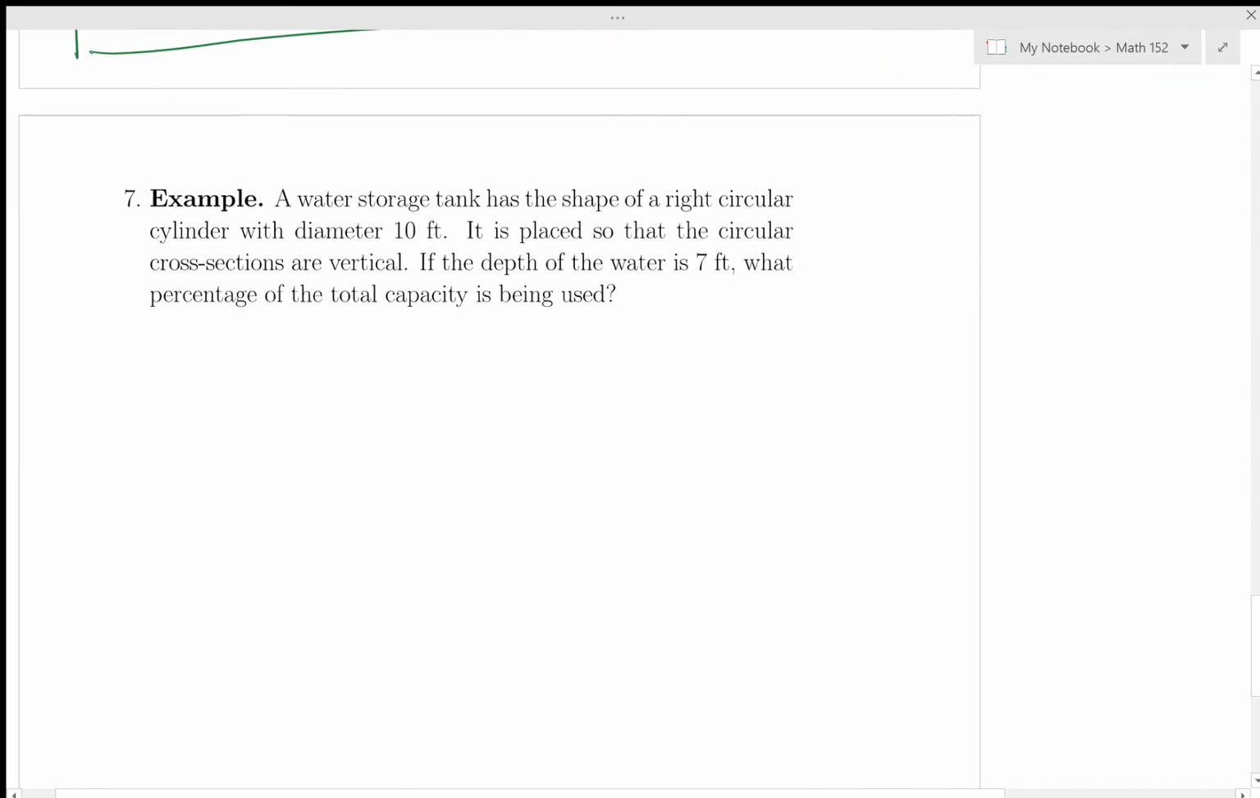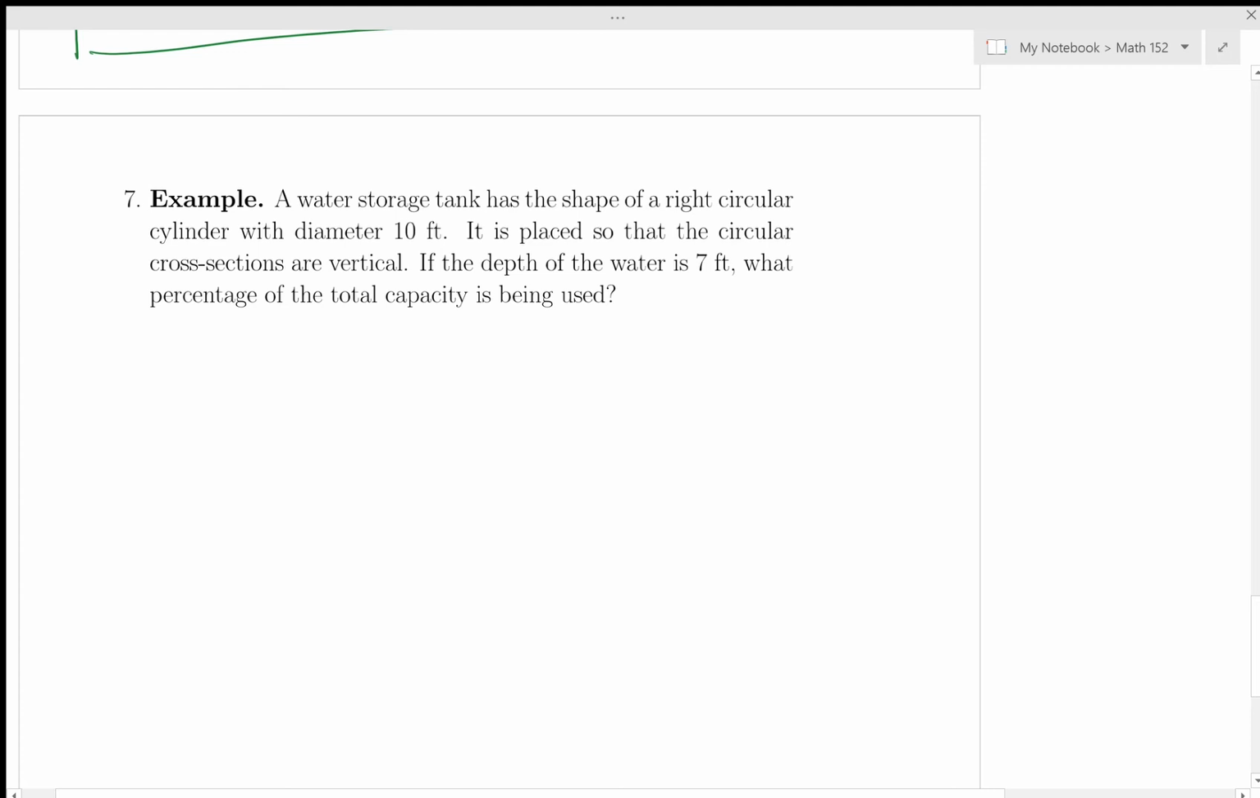Okay, so we've got a water storage tank. It's a right circular cylinder with diameter 10 feet. It's placed so that the circular cross sections are vertical. The depth of the water is 7 feet. What percentage of the total capacity is being used? Okay, so let's draw this out.